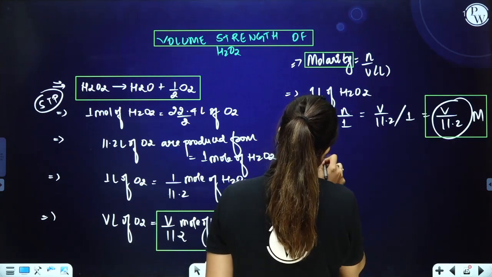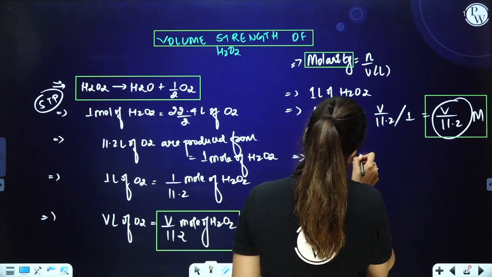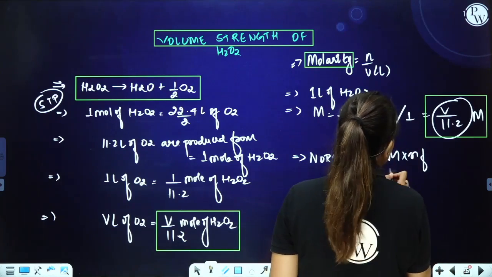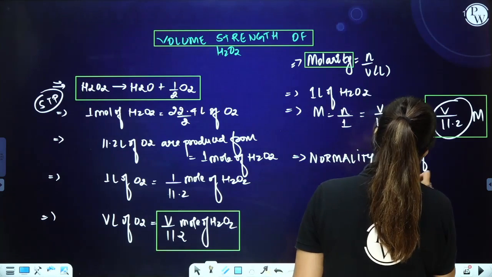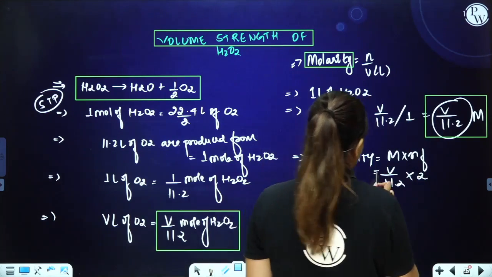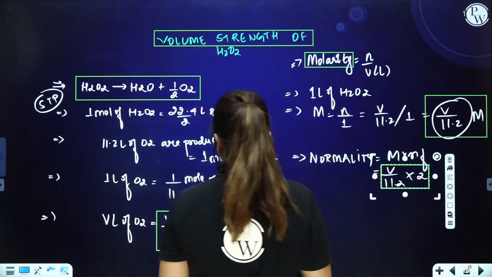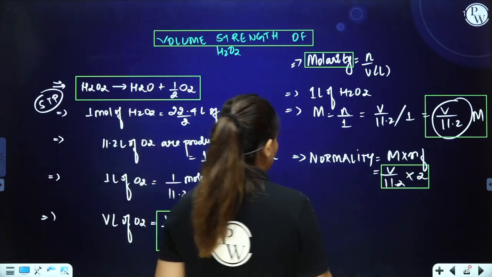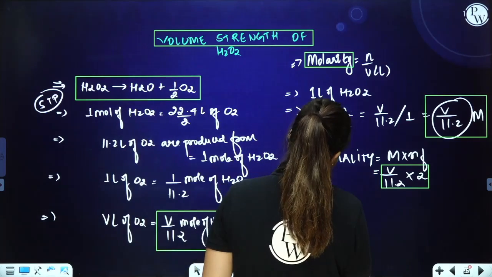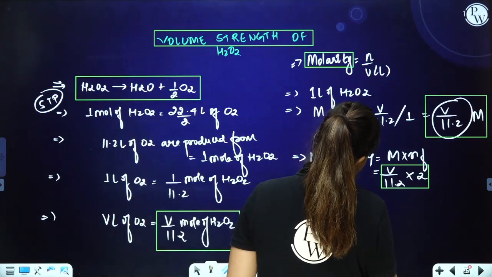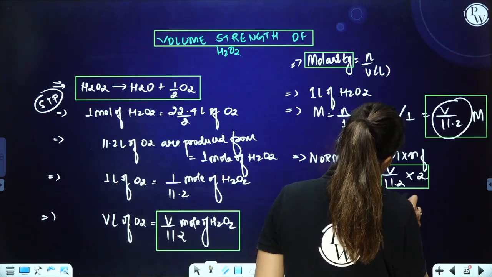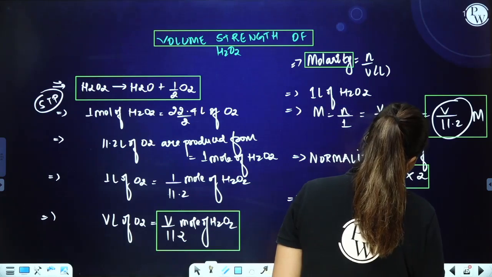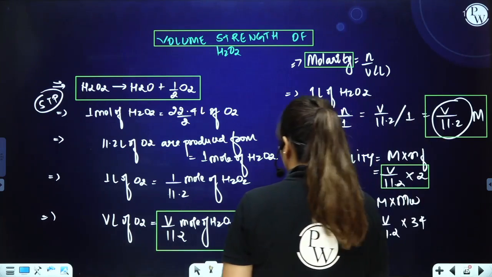Now you can calculate the normality also. What is normality? Normality is the molarity into n factor. So you will have V by 11.2 into 2 as your normality. Here we only consider the n factor of either oxidation or reduction. We don't take the whole n factor over here. Remember it very nicely, okay? Now we have the strength, that is molarity into molecular weight. Molarity is V by 11.2 and the molecular weight is 34. So you can calculate the strength also.